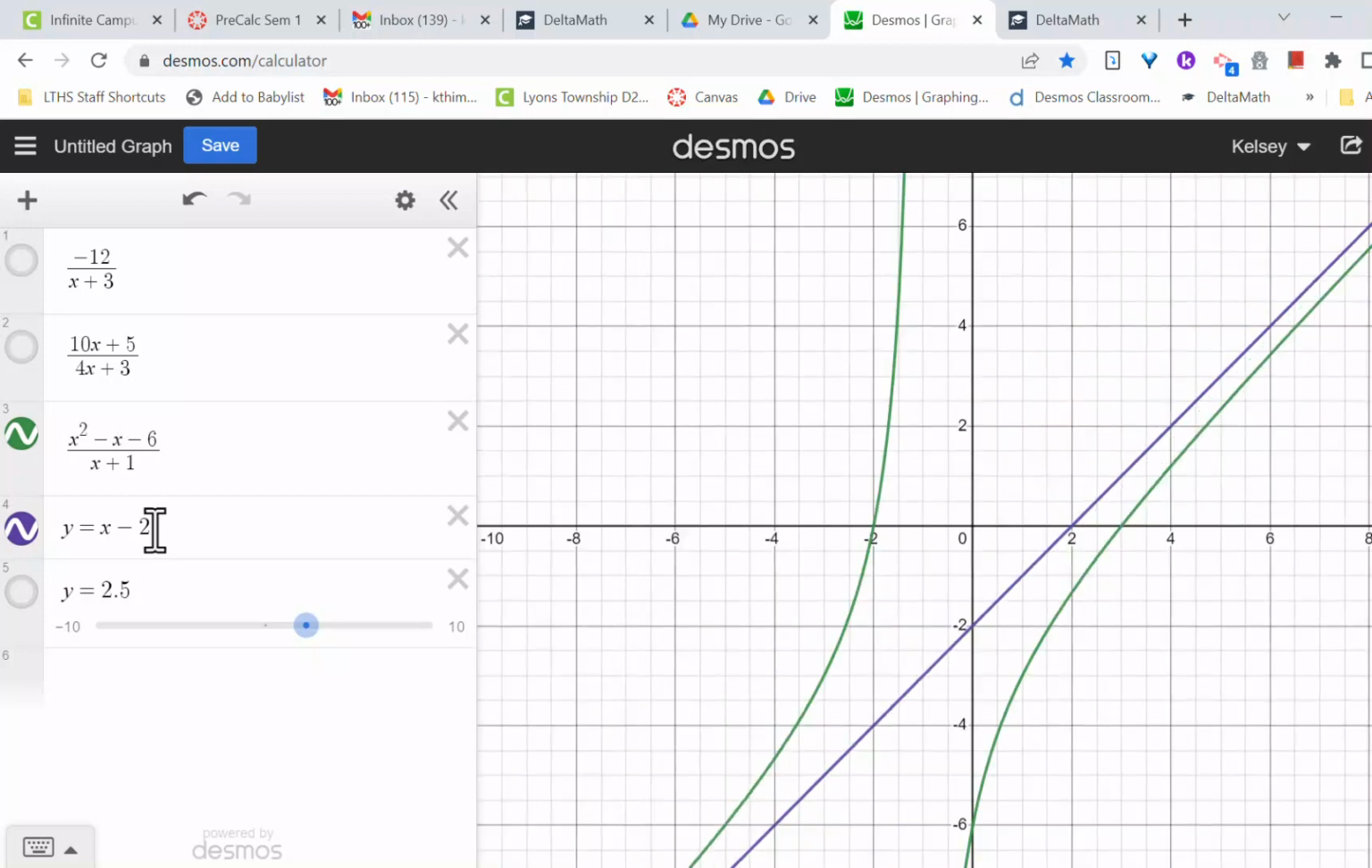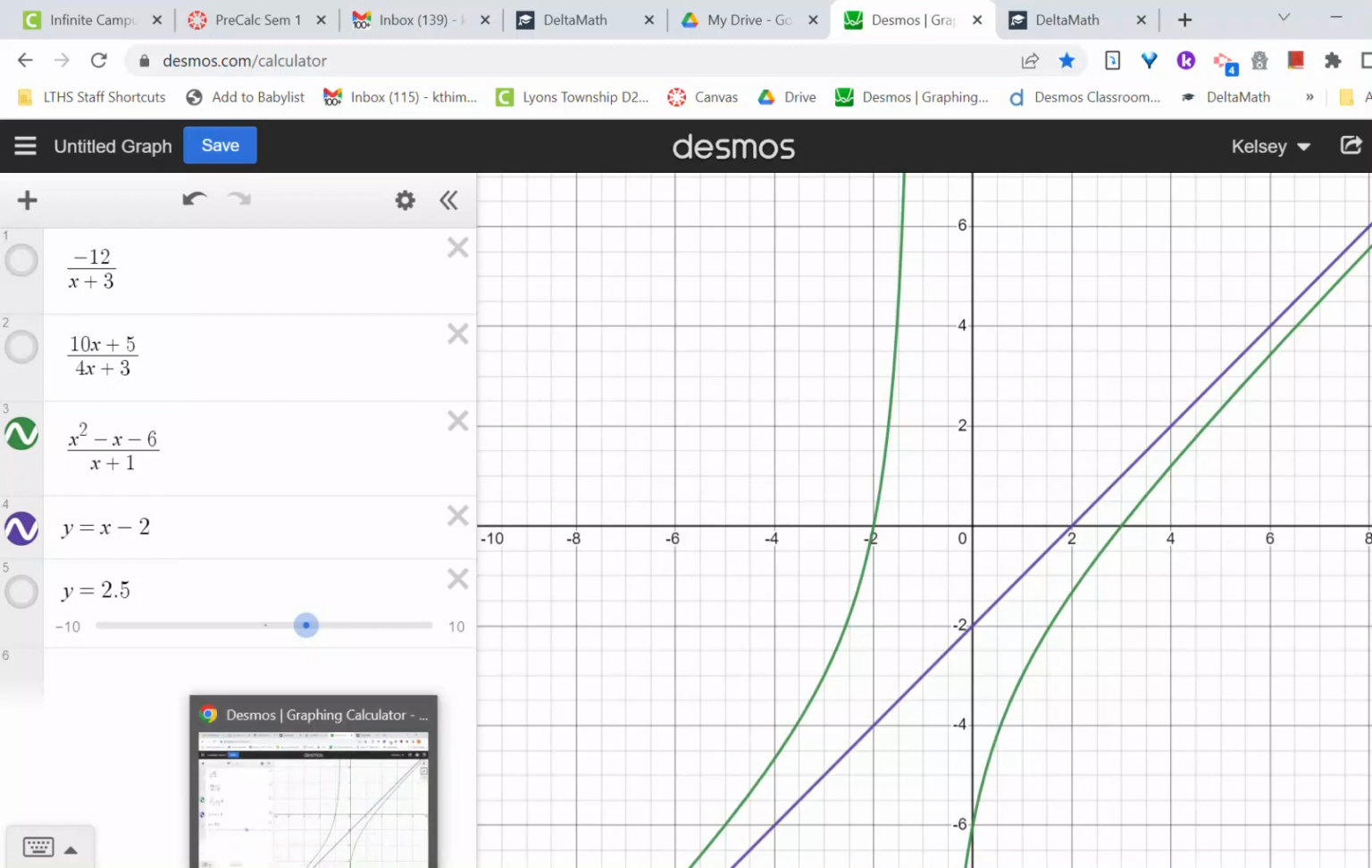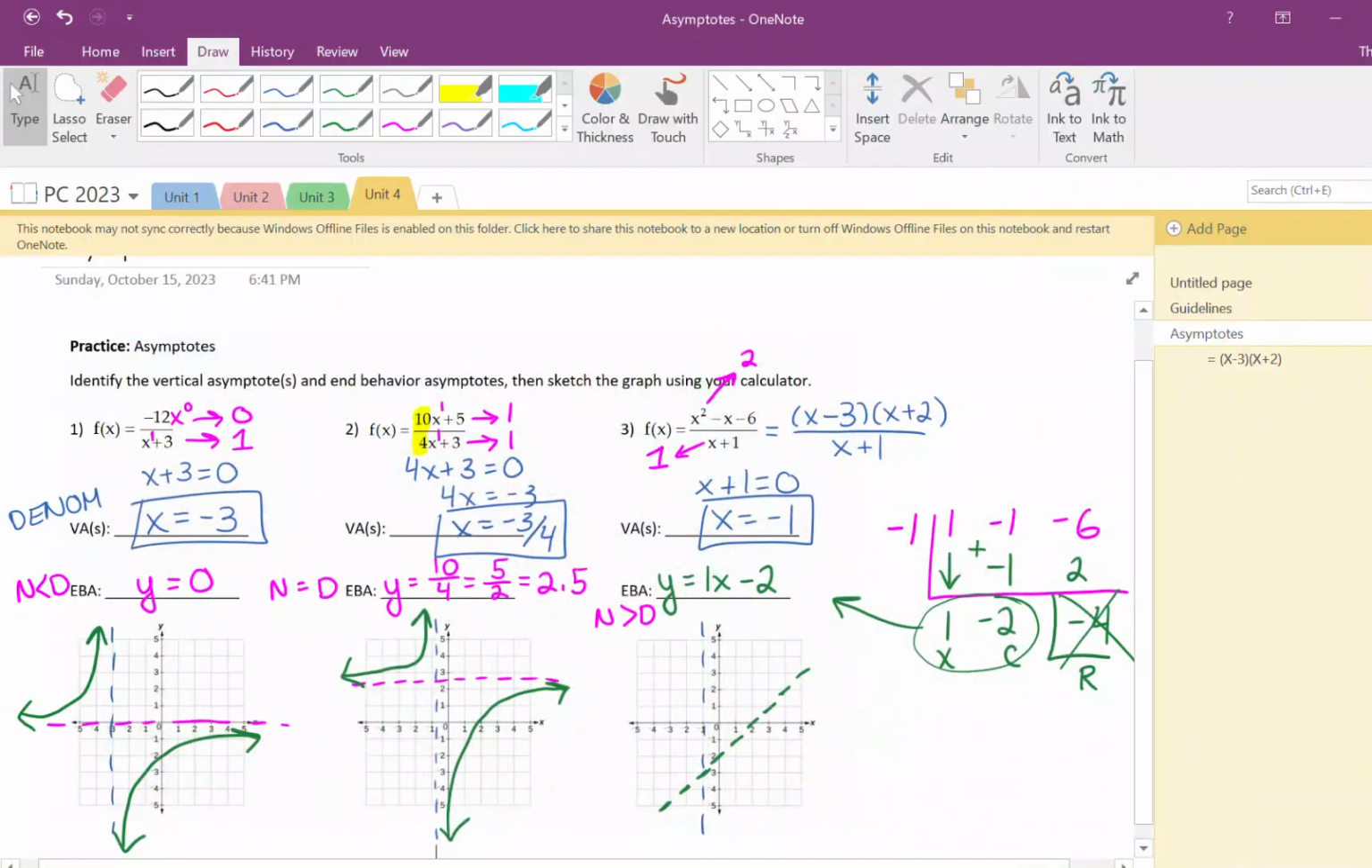Okay, so you can kind of check your work using your calculators there, and then make sure you're sketching in your accurate graph to go along, never crossing those asymptotes, but getting really close to it. And there are our end behavior asymptotes and vertical asymptotes.